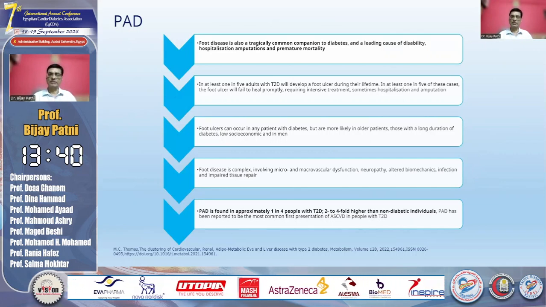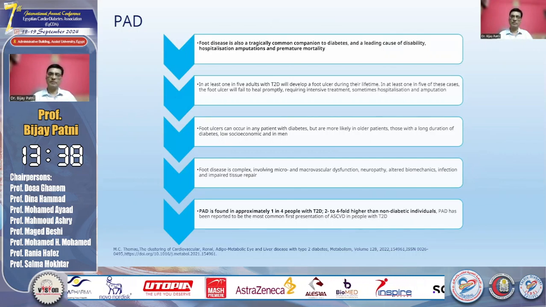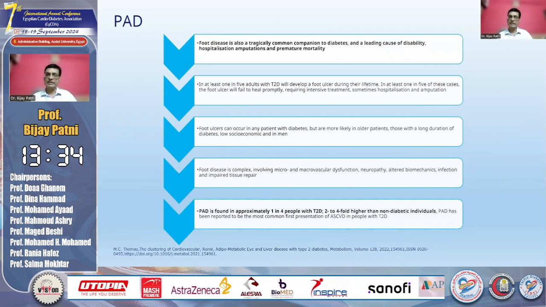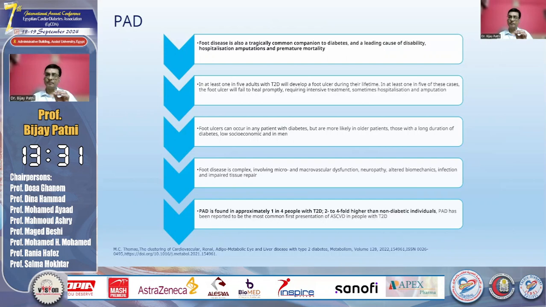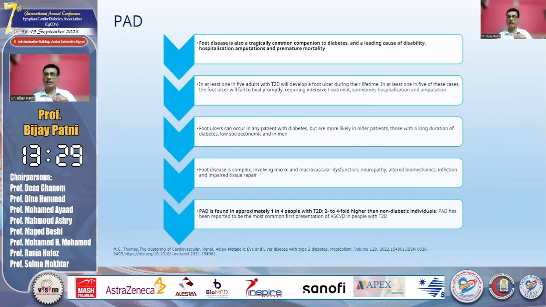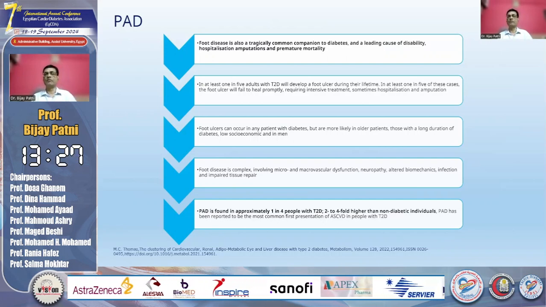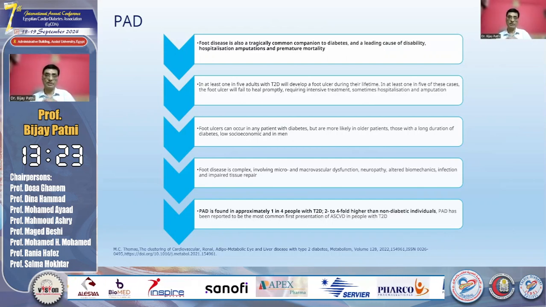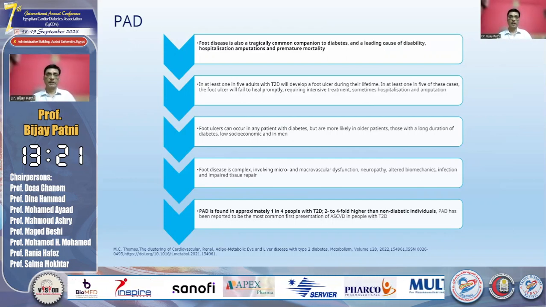And at least one in five adults with type 2 diabetes will develop a foot ulcer during their lifetime. In one in five of these cases, the foot ulcer will fail to heal and will ultimately require intensive treatment, which could lead to increased hospitalization and could have amputation as the outcome.